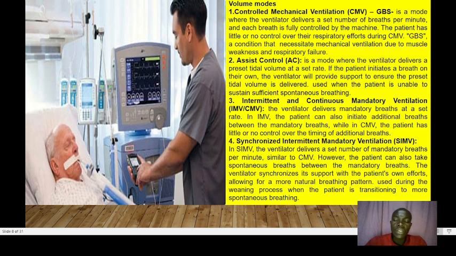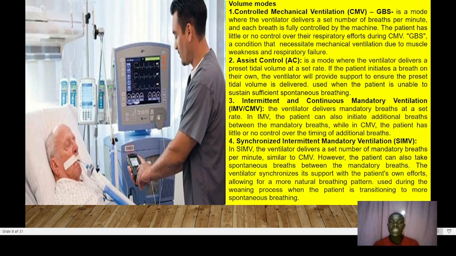So the CMV is a mode where the vent will deliver a set number of breaths per minute, and each breath is fully controlled by the machine. That's why it is referred to as controlled mechanical ventilation. The machine is the one that is doing the control. So the patient has little or no control over the respiratory efforts during the CMV. GBS, we've said, is one of the situations where we normally use mechanical ventilation. This is majorly due to muscle weakness and respiratory failure.